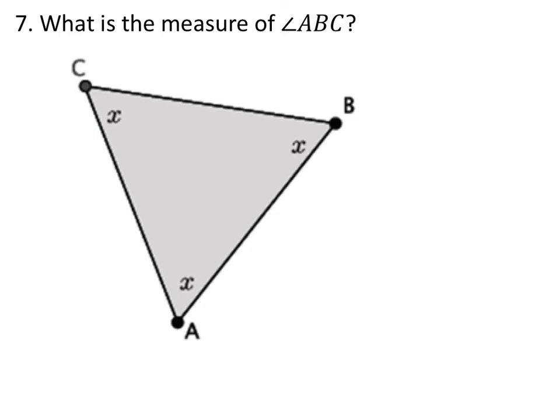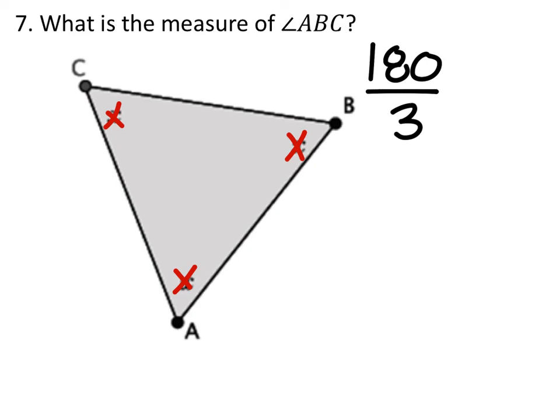Take 1 minute with your partner and figure out what the measure of angle ABC is. Since we see that these are all the same symbol for all three of these angles, we know that they're all the same because they're represented by the same letter. So really what we're going to do is take 180 and divide it by 3. And that will tell us how big the angle is, which is 60 degrees.